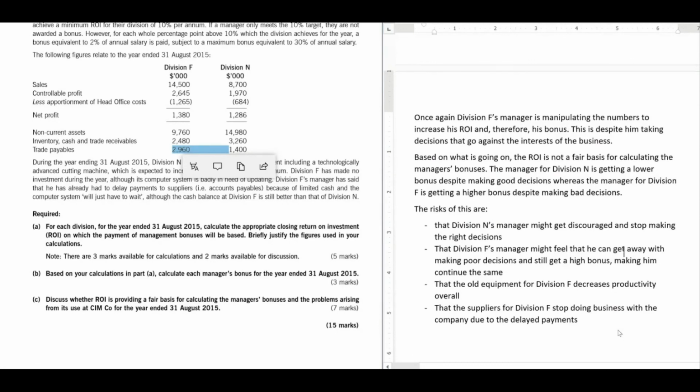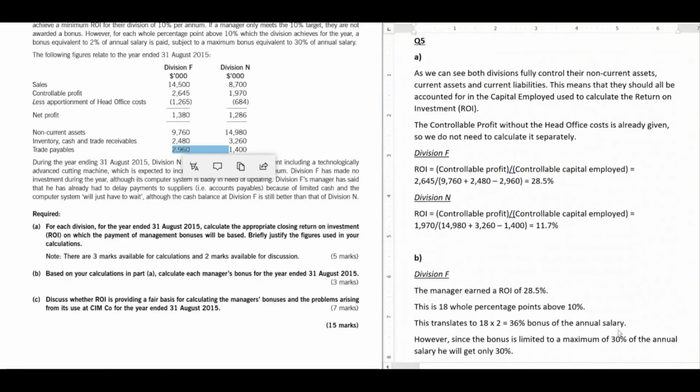So please be familiar with this type of question. It's a popular one. As you've seen, it's not really that complicated, so it should be easy marks if you get it in the exam, okay?